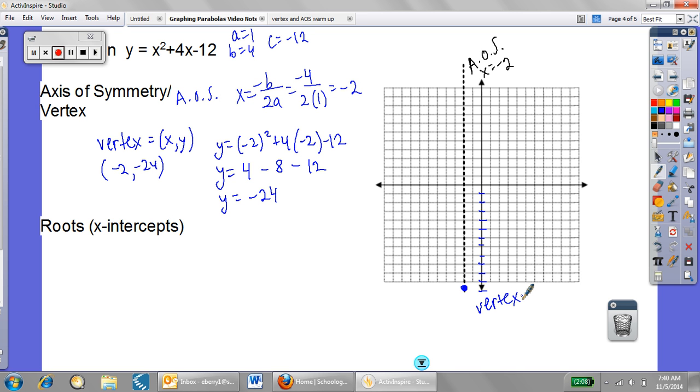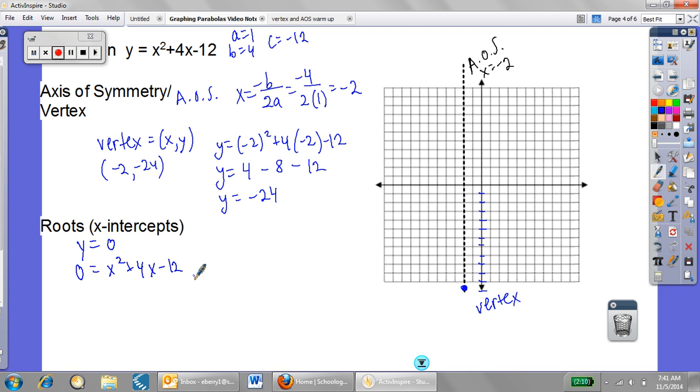Okay, from here, now I need to find the 2 points on the x-axis where it crosses. So maybe those points are right here and here. They could be, or they can be anywhere along this x-axis. To find exactly where those points are, like I said before, the y value at the x-intercept is always 0. So with y equal to 0, for my x-intercepts, I'm going to write 0 equals x squared plus 4x minus 12.